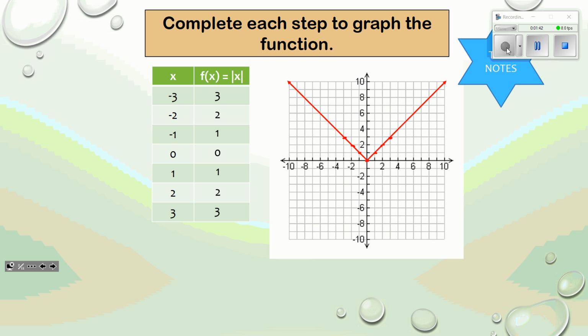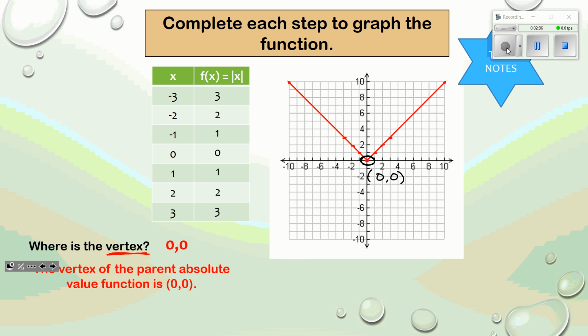And if you look here, we're going to answer some questions about it. First of all, where is the vertex? When graphing these, it's all about locating the vertex. The vertex is where the two lines come together, or where the point is. So the vertex on this one is right here at 0, 0. You need to be able to identify where the vertex is.